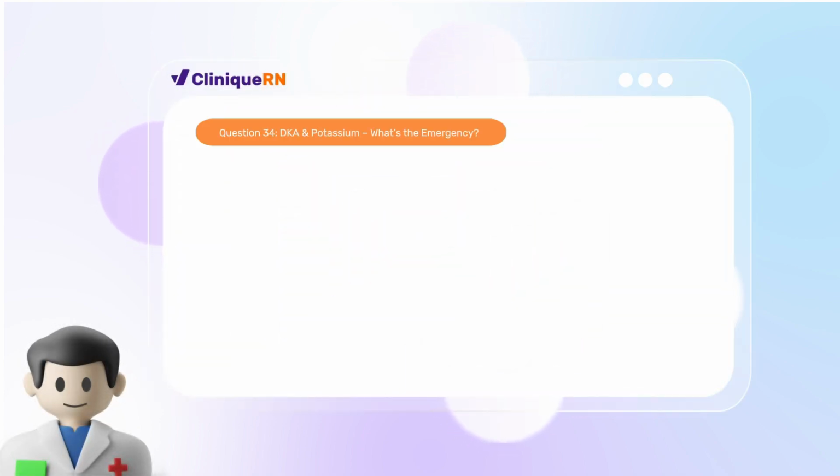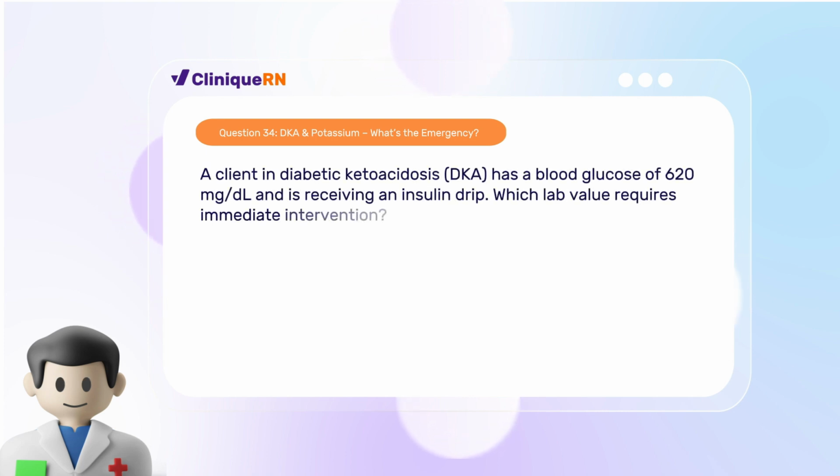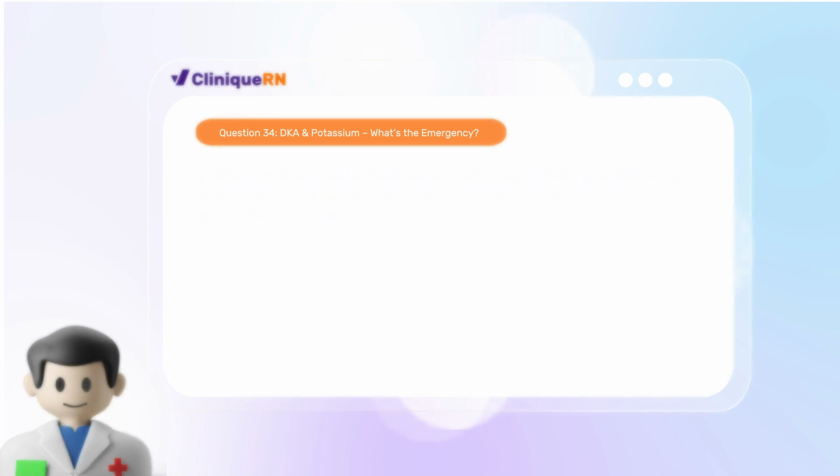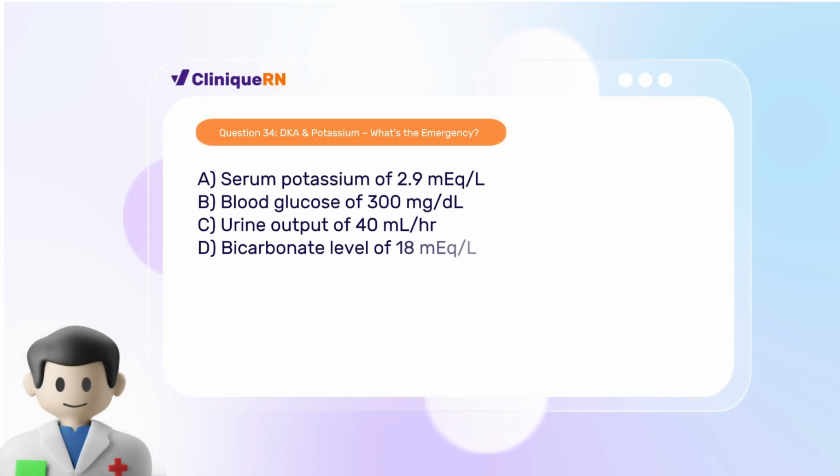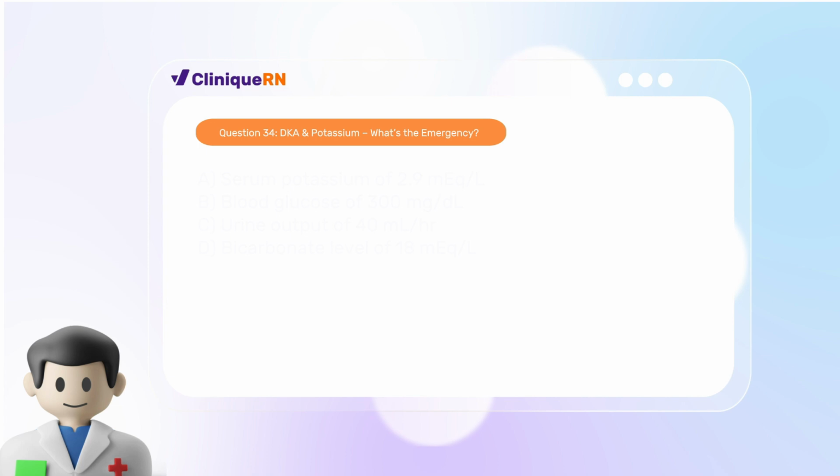Question 34. DKA and potassium. What's the emergency? A client in diabetic ketoacidosis, DKA, has a blood glucose of 620 milligrams per deciliter and is receiving an insulin drip. Which lab value requires immediate intervention? A. Serum potassium of 2.9 milliequivalents per litre. B. Blood glucose of 300 milligrams per deciliter. C. Urine output of 40 millilitres per hour. D. Bicarbonate level of 18 milliequivalents per litre.